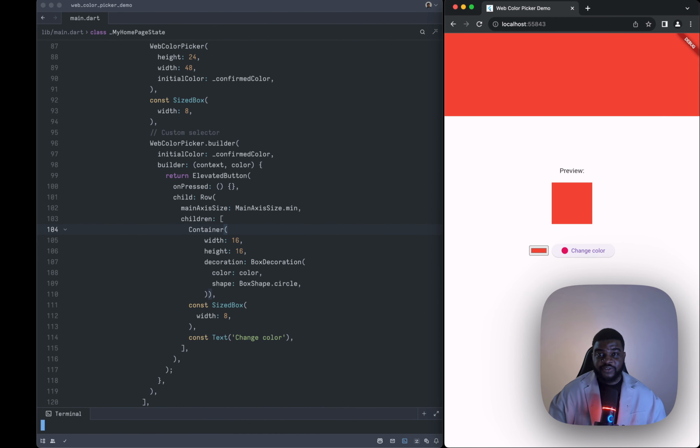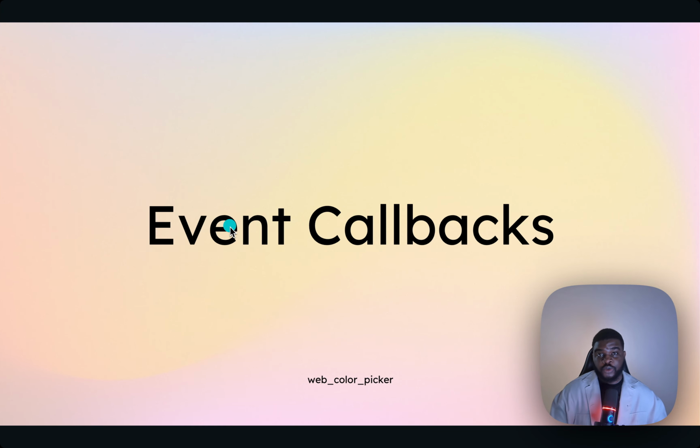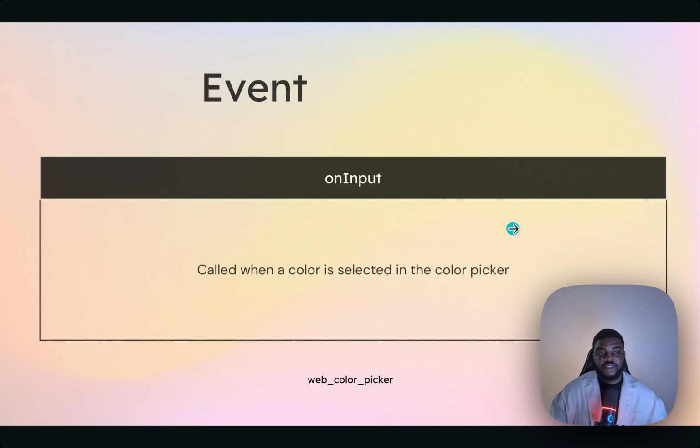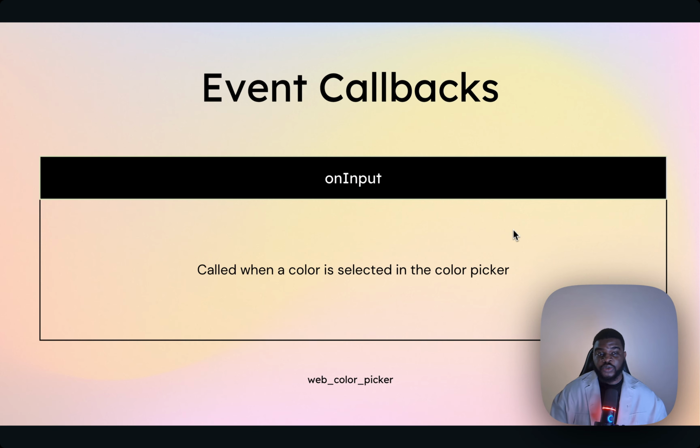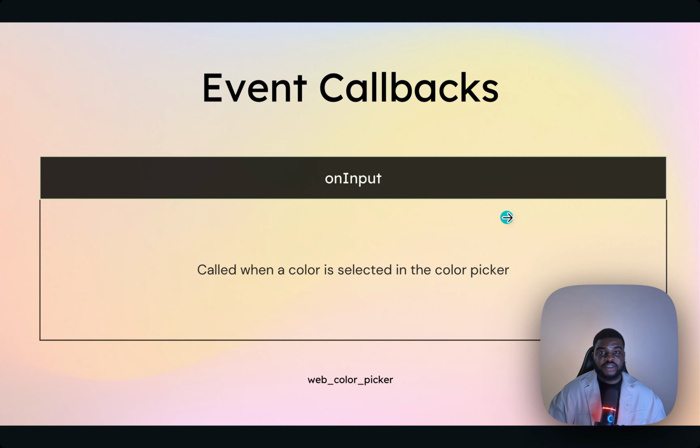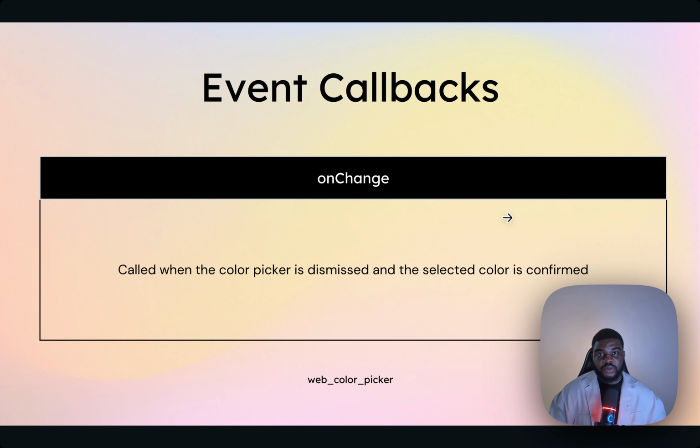Now, in order to make use of the color selection in the web color pickers, we need the event callbacks. And there are two event callbacks this widget provides. The OnInput, which is called when a color is selected in the color picker, and the OnChange callback, which is called when the color picker is dismissed and the selected color is confirmed. So I'm going to demonstrate how to use that.